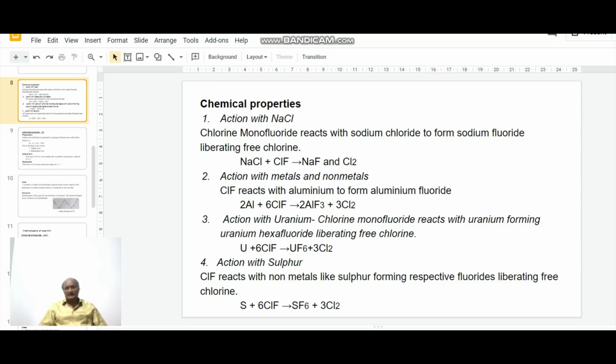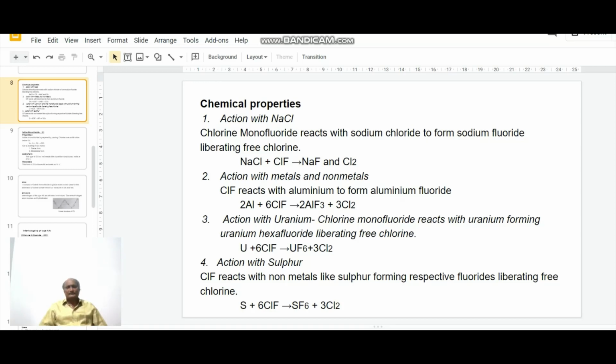Similarly, action with metals and non-metals. ClF reacts with a metal, aluminium, to form aluminium fluoride. That is, when we treat 2 moles of aluminium with 6 moles of chlorine monofluoride, 2 moles of aluminium trifluoride are formed with the liberation of 3 moles of free chlorine.